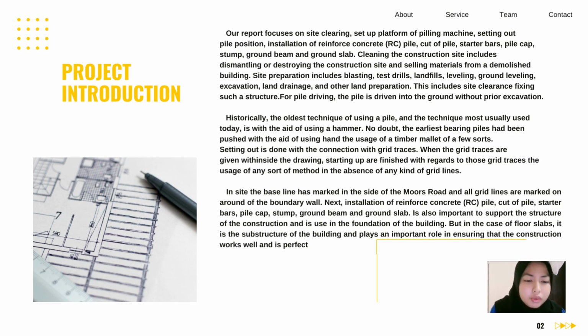on the boundary wall. Next, installation of reinforced concrete, pile, cut of pile, starter bars, pile cap, stump, ground beam and ground slab is also important to support the structure of the construction and is used in the foundation of the building. In the case of the floor slab, it is the substructure of the building that plays an important role in ensuring that the construction works will be well and perfect.